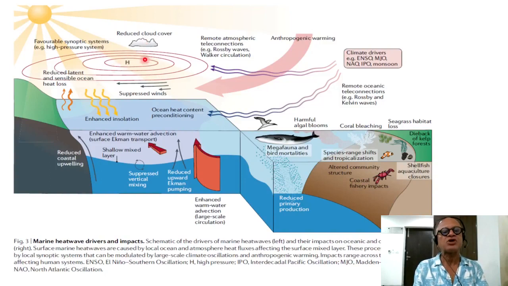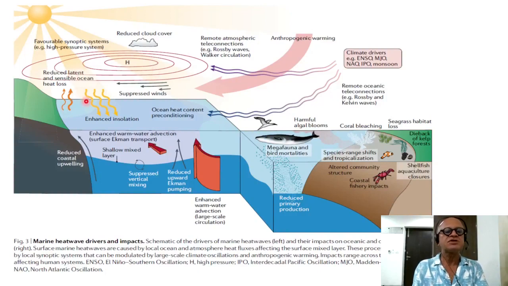If you have high pressure, typically you have low rainfall, reduced cloud cover, so you can have increased radiation, solar radiation coming in. Winds will be weaker typically. Low pressure, bad weather, clouds, rain, etc. High pressure, nice weather, low clouds, weak winds, and so on.